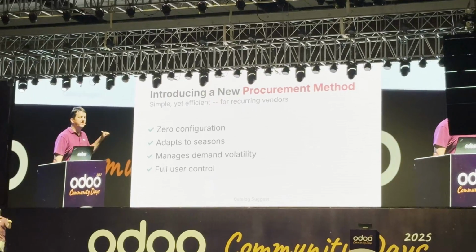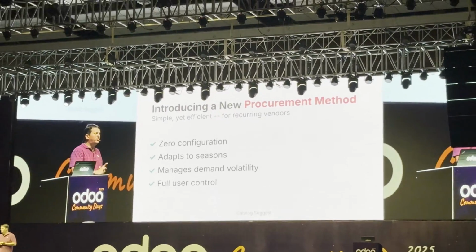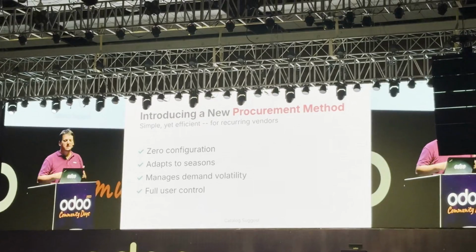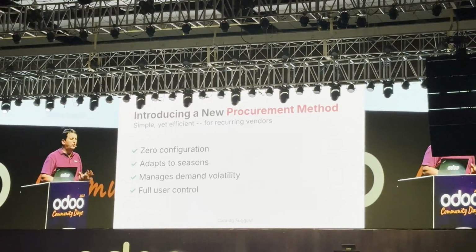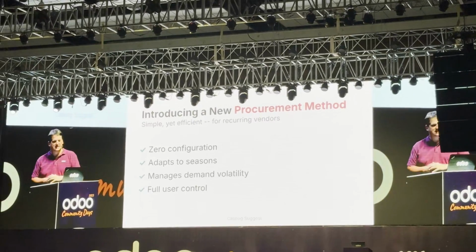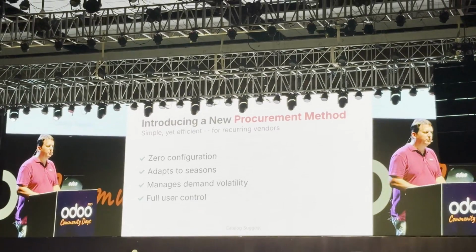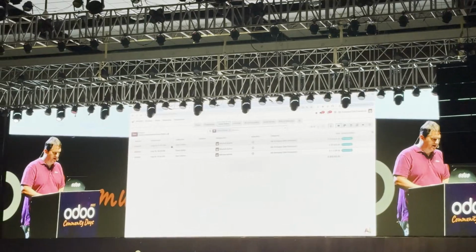This method has zero configuration. It adapts to everything, seasonality, variability of the demand, and the user has full control on how it works. Let me show you how you can automate procurement with Odoo in the new version.